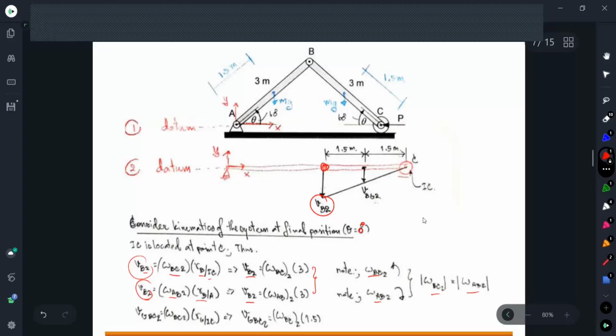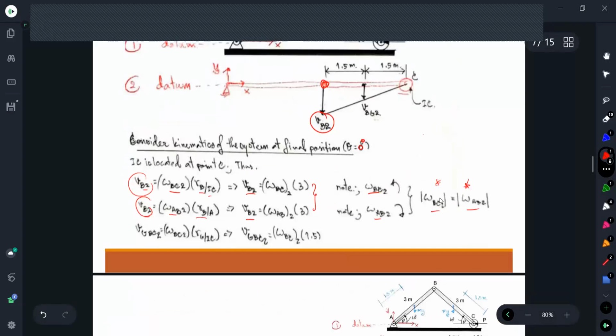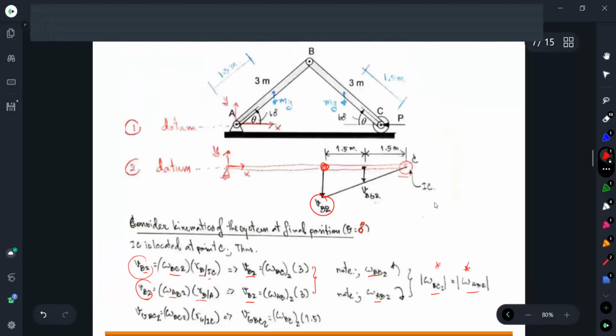Okay, and according to this, we found out the magnitude is equivalent. Then we move to determine the velocity of point G. This is the velocity of point G of the member BC. It is equal to omega BC times RG sub IC, as RG sub IC becomes 1.5. Then we can determine the velocity like this.